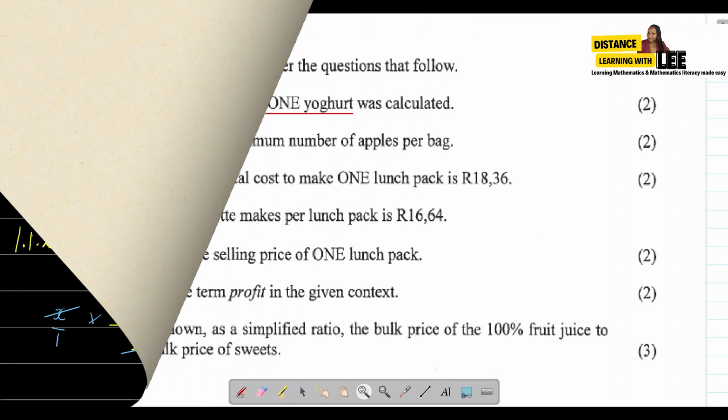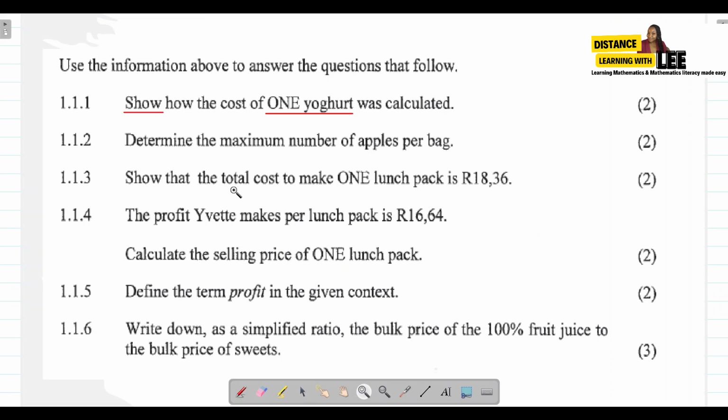Question 1.1.3: show that the total cost to make one lunch pack is equal to 18 Rand and 36 cents. So we are told that the cost to make one lunch pack is 18 Rand and 36 cents. Now we need to prove how they got to that figure. How did they get to that figure?